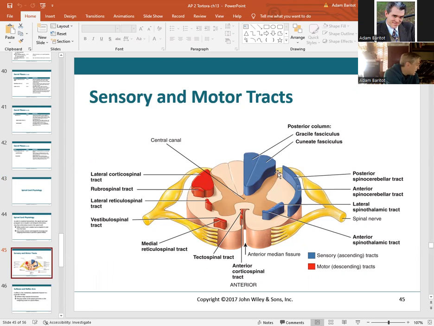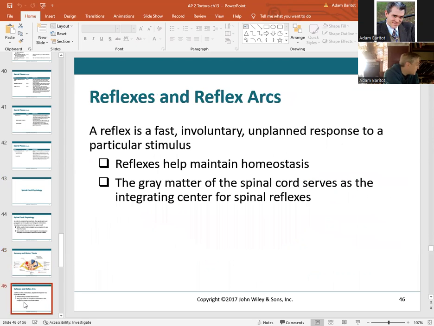We can see some ascending tracts and descending tracts here on the spinal column. Reflexes are fast, involuntary, unplanned responses to a particular stimulus. Fast, involuntary, unplanned. They help maintain homeostasis, and the gray matter of our spinal cord is the thing that does the response of a reflex. Reflexes go through the spine.